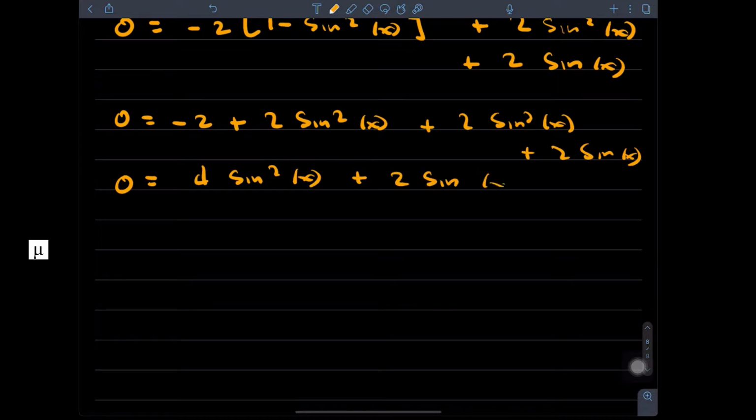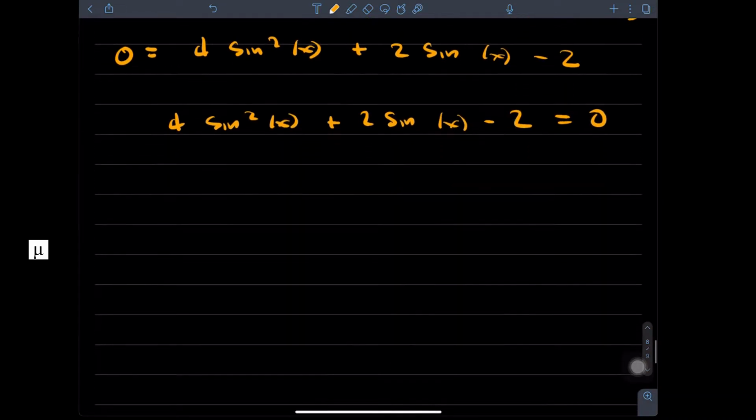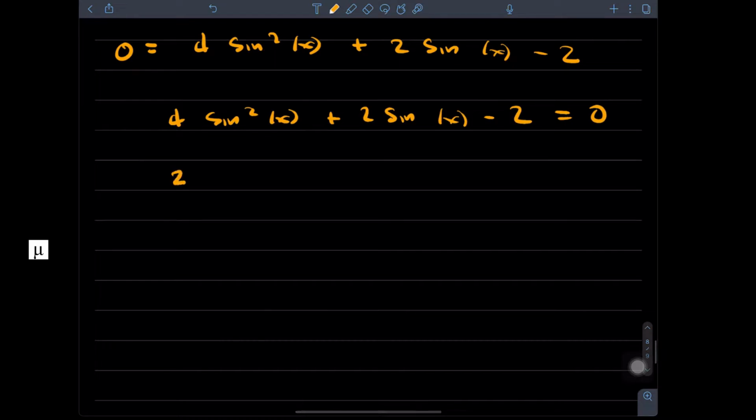Plus 2 sine minus what? 2. Is that right? And then rearrange the terms. What are your terms? 4 sine x plus what? 2 sine minus 2 equals 0. You know what happens if you divide everything by 2? What happens? You get what? 2 sine squared plus sine x minus 1.